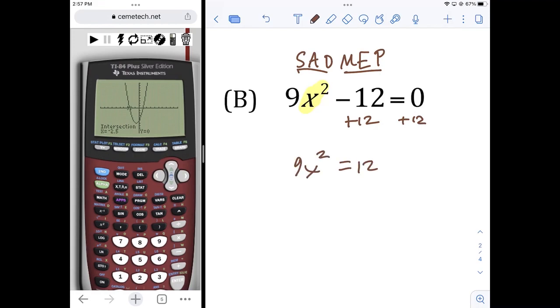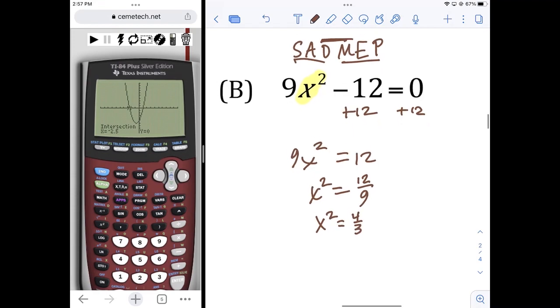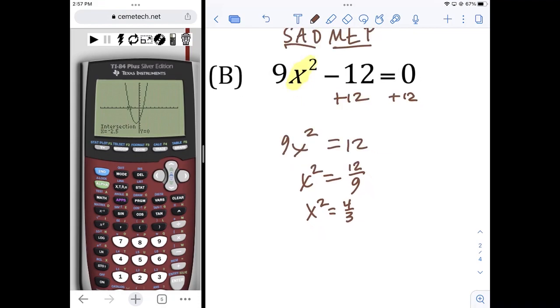And now what are we going to do? We're going to do division and multiplication. That's going to be divide through by 9. You get x squared equals 12 ninths, which is, save it for another line, 4/3. And there you go. Now you have x squared equals 4/3. So you've done all the algebra to get x squared by itself.